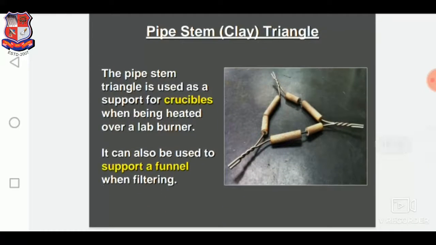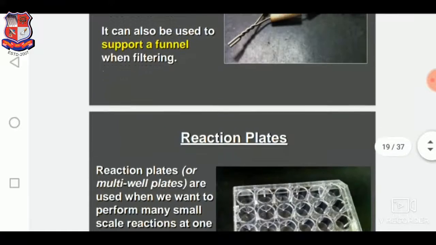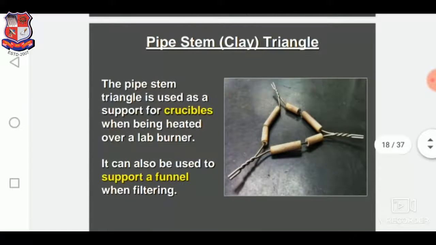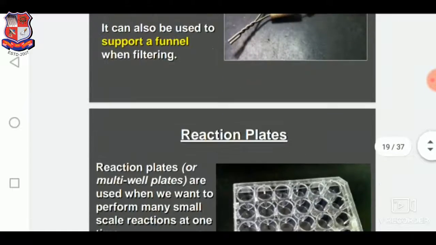Pipe stem triangle. The pipe stem triangle is used as a support for crucibles when being heated over a lab burner. It can also be used to support a funnel when filtering. Generally, tripod stands are used instead in many laboratories.